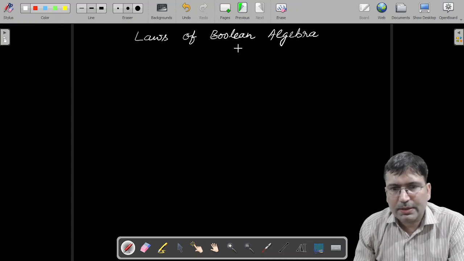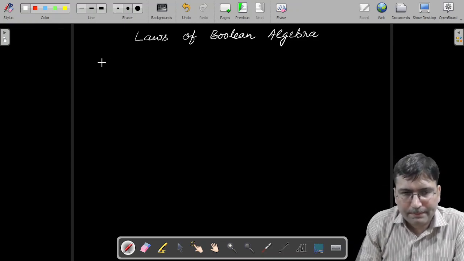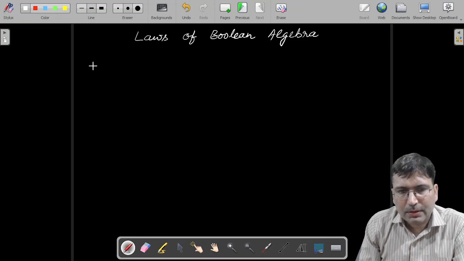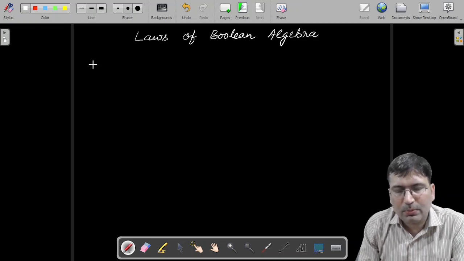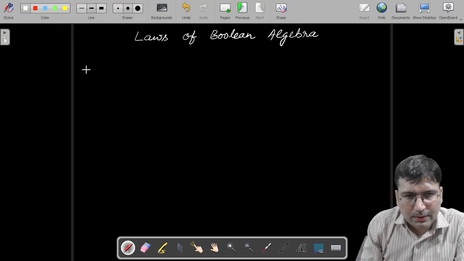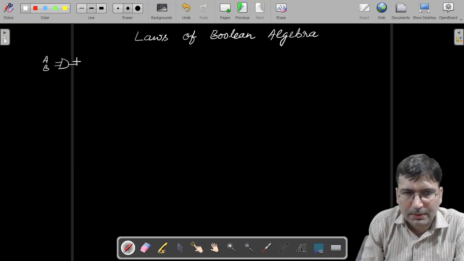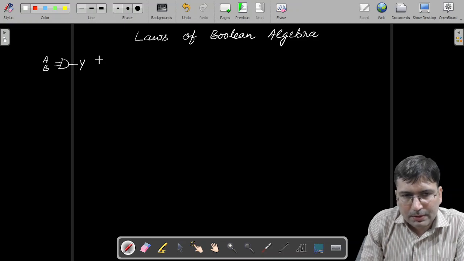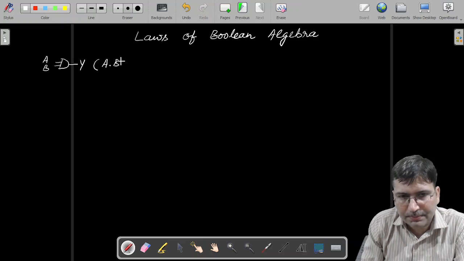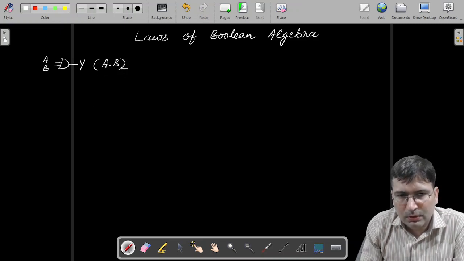So before discussing the laws of Boolean algebra, let us revise different Boolean functions of logic gates. So we have talked about AND gate, OR gate. Let's say this is an AND gate and it has two inputs A and B and it is generating Y. If we represent this Y in terms of the Boolean expression, Y will be represented as A dot B. This is a Boolean expression, right?